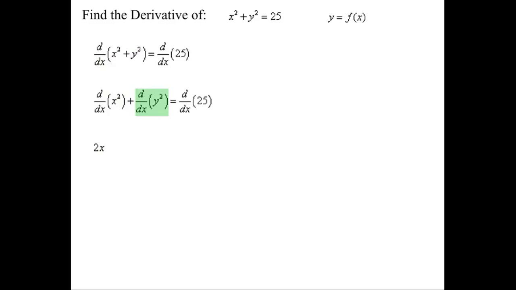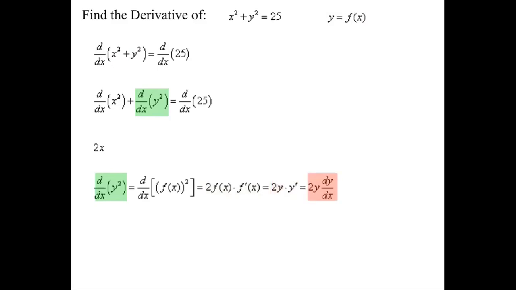Remember I told you to remember that y is a function of x. So here we actually have to use the chain rule. So the way you want to think about this is remembering that y is a function of x. We could rewrite the derivative of y squared as the derivative of f of x raised to the power of 2. And now here, the outer function is x squared and the inner function is f of x. So applying the chain rule, the derivative of y squared is going to be equal to 2 times f of x times the derivative of f of x. Or in different notation, you can rewrite this as 2 times y times y prime.